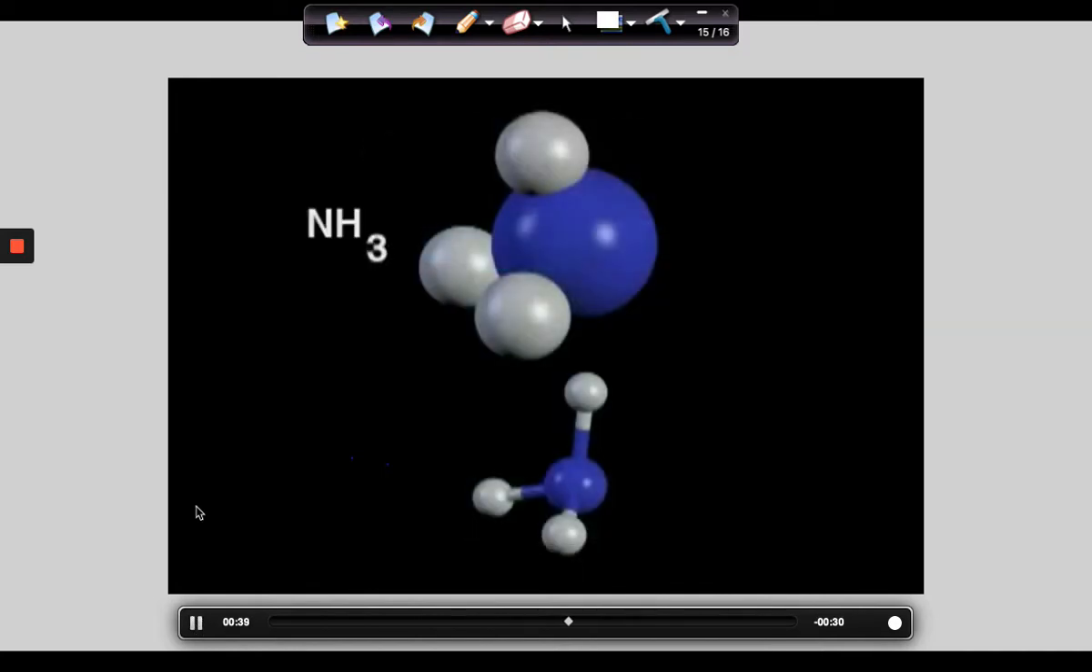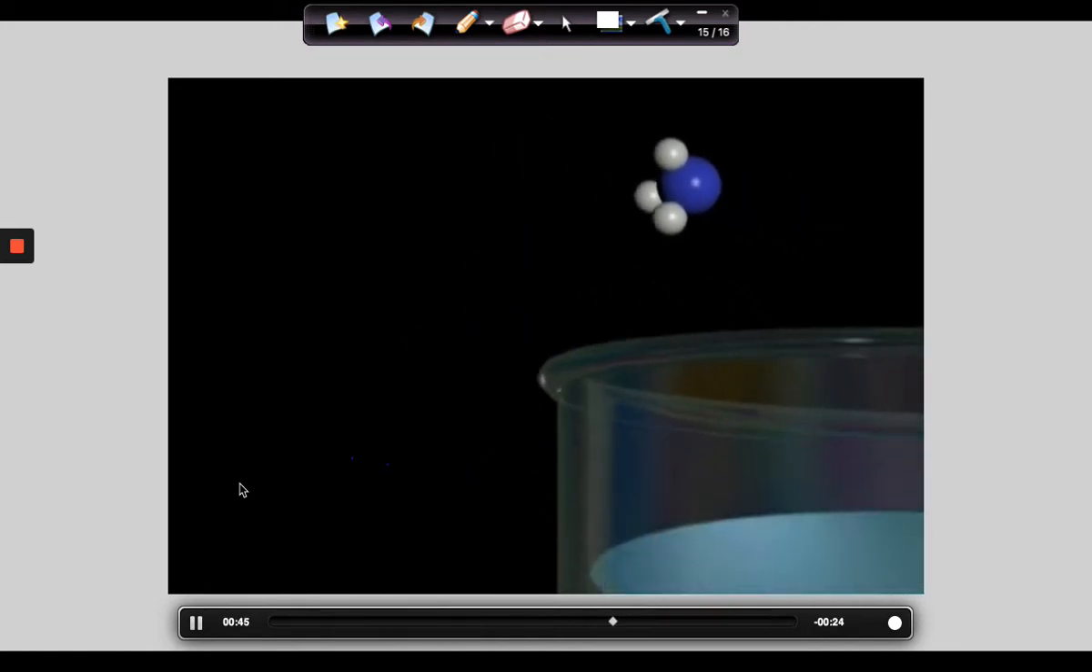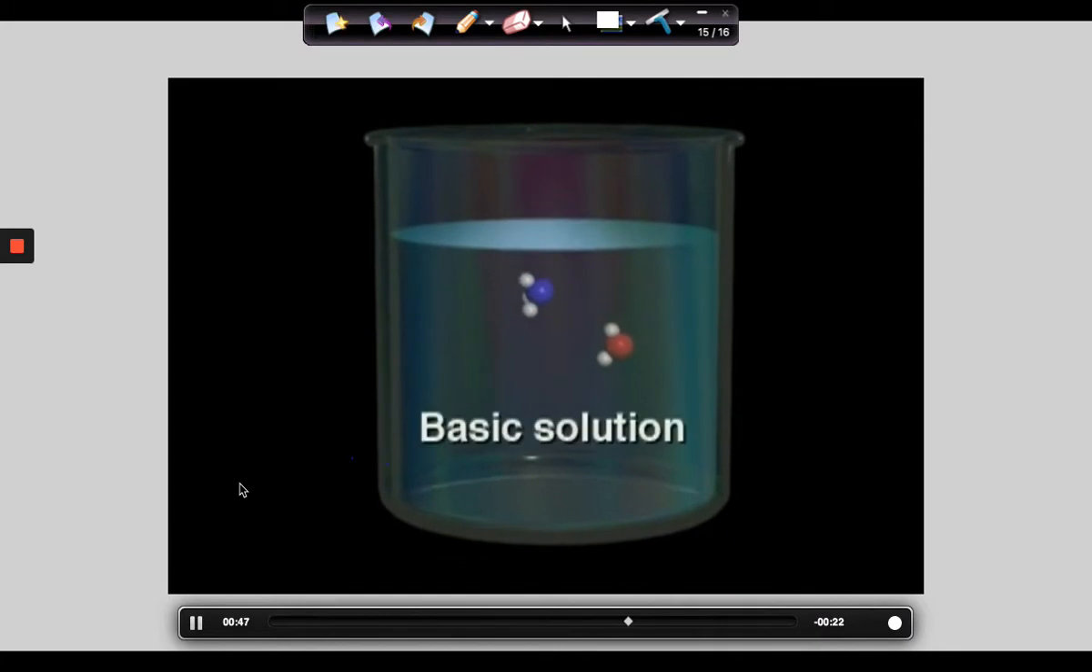Okay, let's do that. Ammonia does not contain the hydroxide ion, but is basic in water. When gaseous ammonia dissolves in water, it reacts with water to form ammonium and hydroxide ions. However, ammonia is a weak base. The equilibrium forming the hydroxide and ammonium ions lies largely to the left.